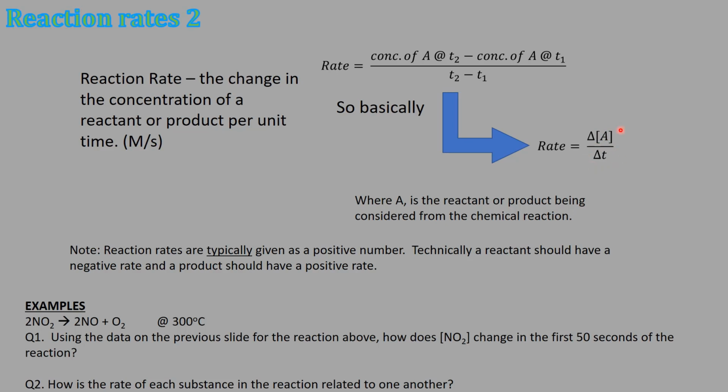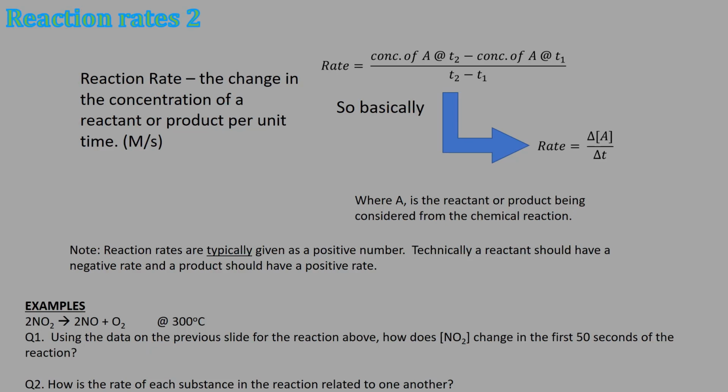So it's slope, right? Because the concentration of A would be on your y-axis, and the time would be on the x-axis. So it's change in y over change in x. And this would give you an average rate of reaction. Typically reaction rates are given as a positive number, although I have seen some textbooks represent them as negative if it's a reactant. Technically a reactant should have a negative rate and a product should have a positive rate, but because of the way things are worded, we don't always show that.